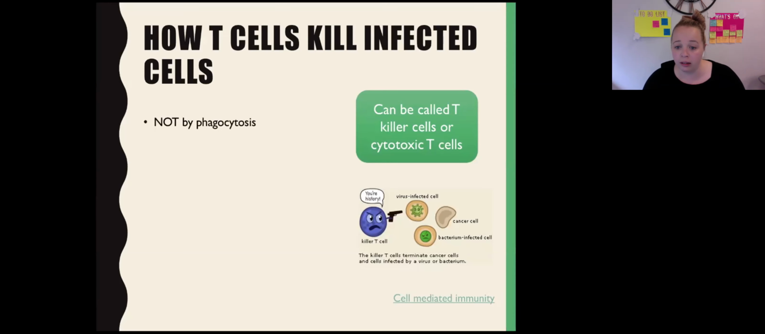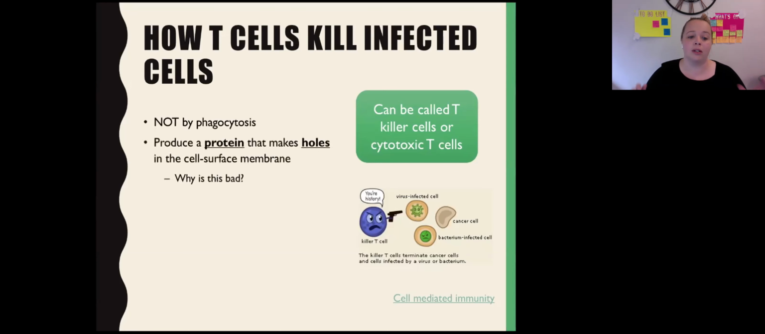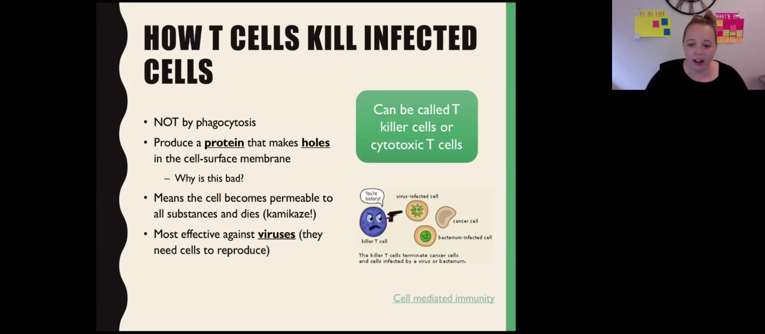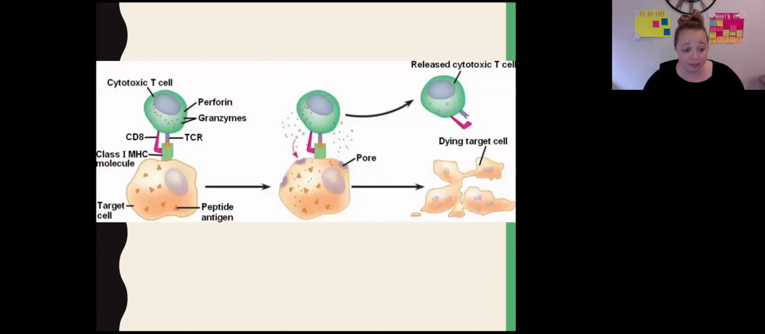Now they don't kill by phagocytosis, because we've got phagocytes that do that. What these guys do is make a protein that pokes holes in the cell surface membrane. Why is that bad? Because now our cell becomes permeable to other substances and it dies, it leaks out. This is very, very effective against virally infected cells, because viruses, how do they reproduce? They need cells. The big thing here, I know I've written it there, but I'm going to write it again: they need cells.